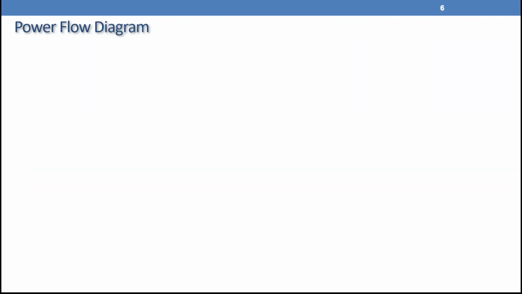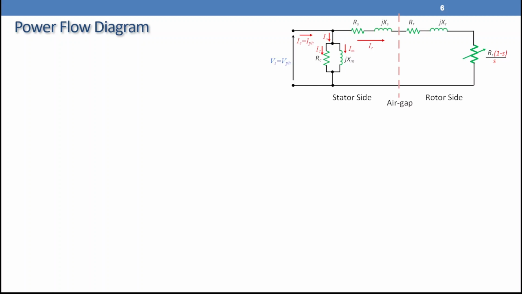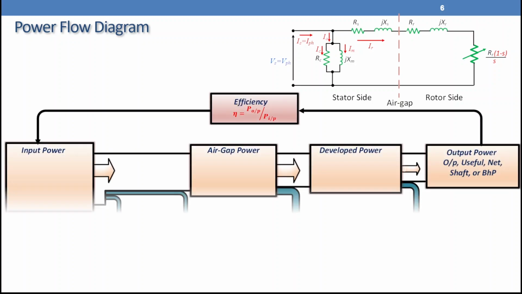Now we are going to construct the power flow diagram using the approximate equivalent circuit. Why are we using the approximate equivalent circuit, and not the exact equivalent circuit? You can use it, no problem. But I'm using the approximate equivalent circuit because usually we use that one in analytical solutions. So we are going to build the power flow diagram.